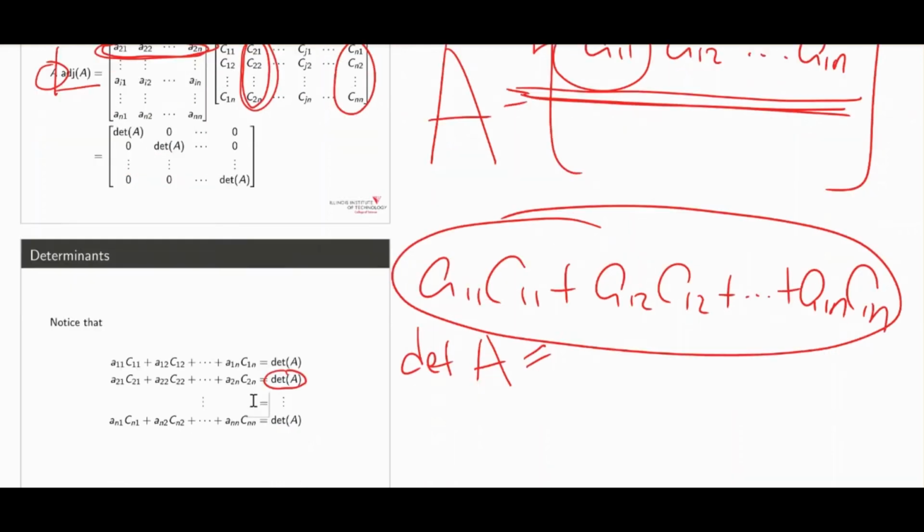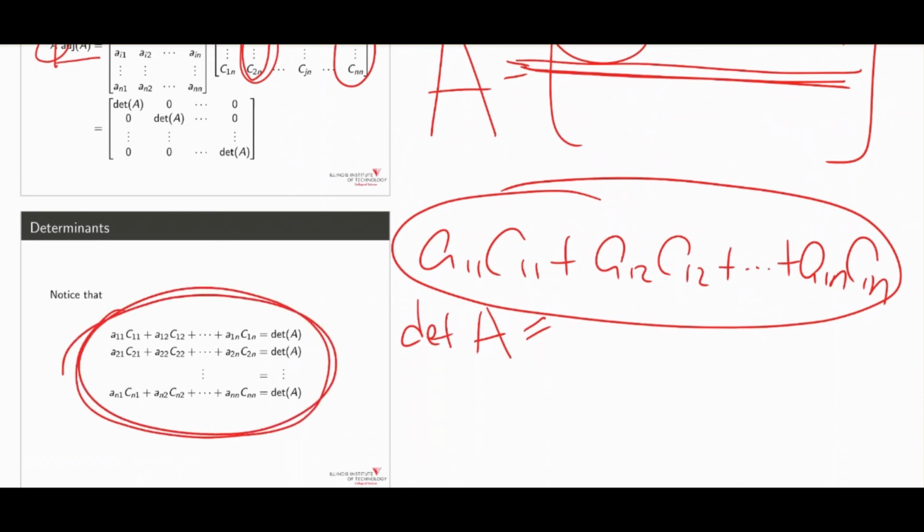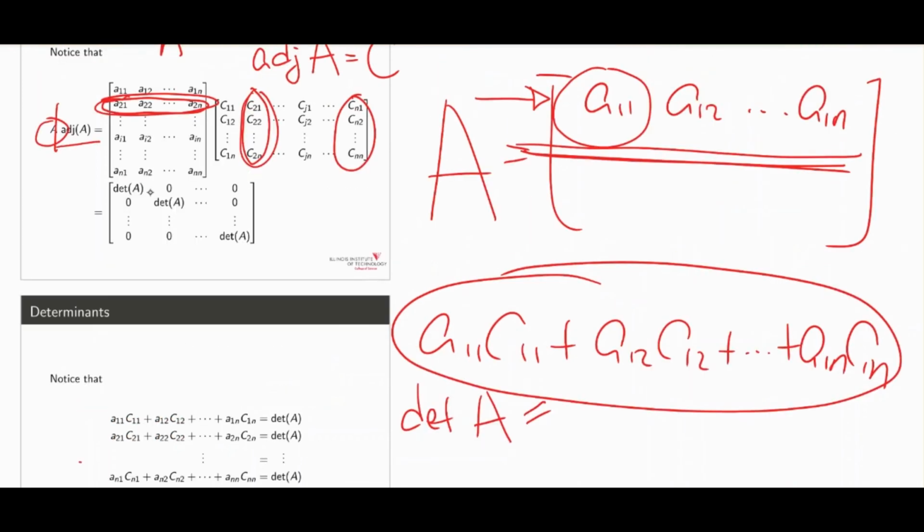So for the product of A times the adjoint of A, these are all the diagonal entries. You can also see that all the indices here are the same. So all the diagonal entries here will be the determinant of A. That's the reason why you have the determinant of A along the diagonal entries, because these are how you compute the determinant by using cofactor expansions.